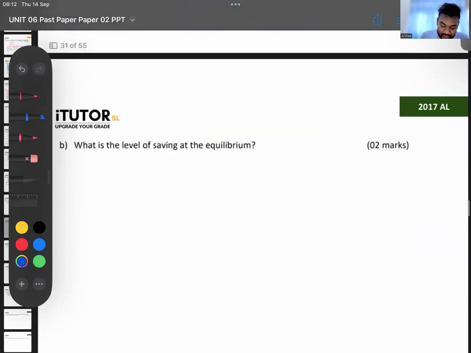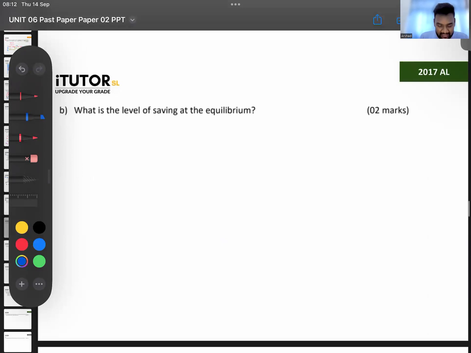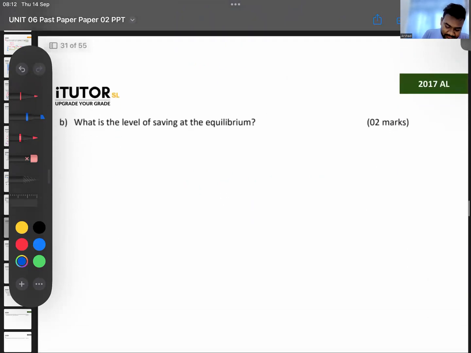Then part B. What is the level of savings at equilibrium? How do you find this? Can you tell me, according to my consumption function, can I make the savings function? If consumption is 100 plus 0.8Y, what is my savings function? Savings will be minus 100 plus, if that is 0.8, this would be 0.2, no? Okay, you can do this.